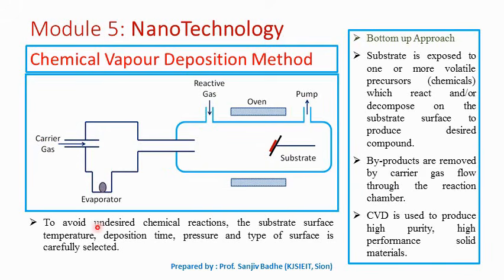To avoid undesired chemical reactions, the substrate surface temperature, deposition time, pressure and type of surface are carefully selected. This chemical vapor deposition can be used to produce high purity, high performance solid materials. So this is an advantage of the chemical vapor deposition method. With this method we can get materials of high purity and high performance.